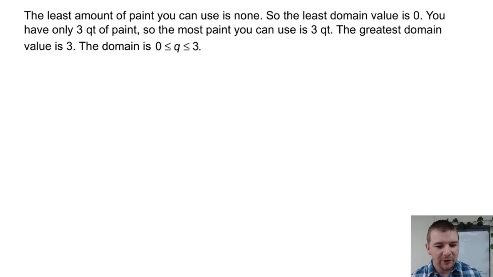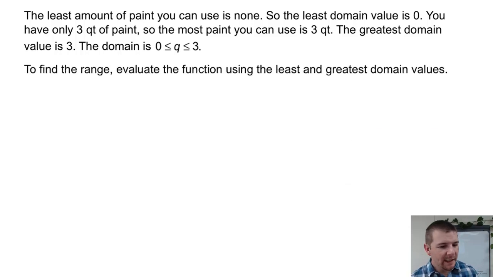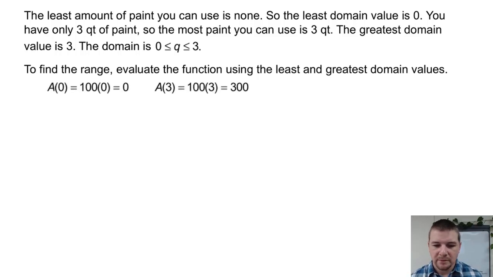And if we peek ahead at the graph at the bottom right, we can see along the x-axis 0, 1, 2, and 3. It doesn't go any farther than that. To find the range value, we'll evaluate the function using those least and greatest domain values. So A(0), plugging in 0 if we use no paint, 100 times 0 is 0. So that's our least range value.